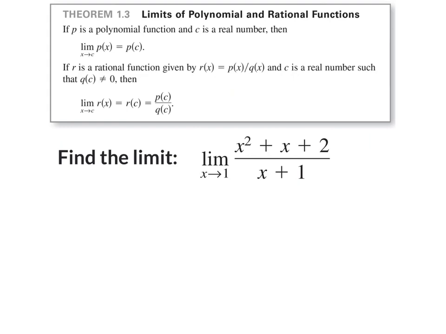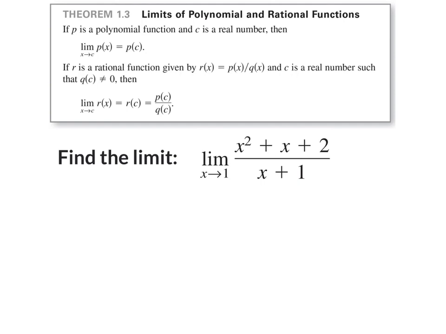So our last example was a polynomial function. So this rule tells us that we essentially do direct substitution. We plug in c where x is, and that's what we get. And that's what we got in the last problem. Now let's talk about a rational function. So that's when you have a variable in the denominator of a fraction.